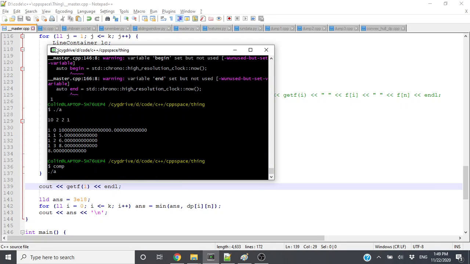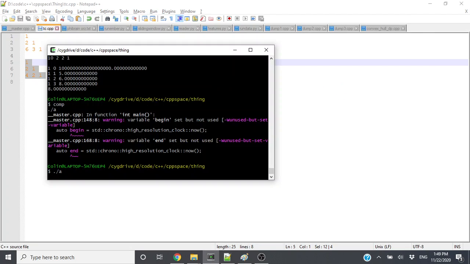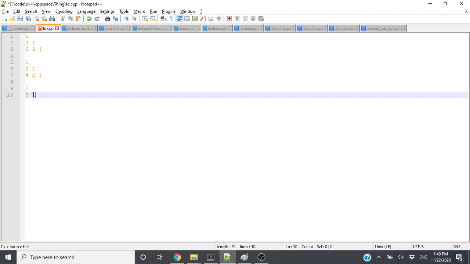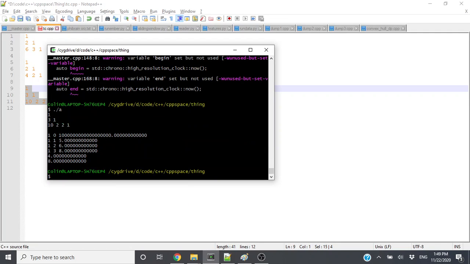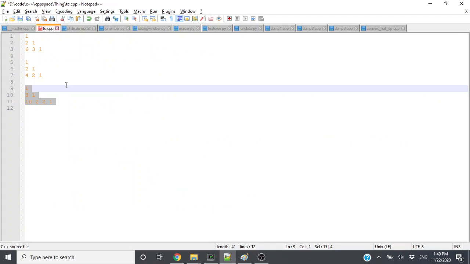I don't even understand what this would be. Should be 4. So where's the partition? So 10, 2, and 2 would be... Oh, I see. Okay. Yeah, that works then. That makes sense. Fine. So then we'll do one more.